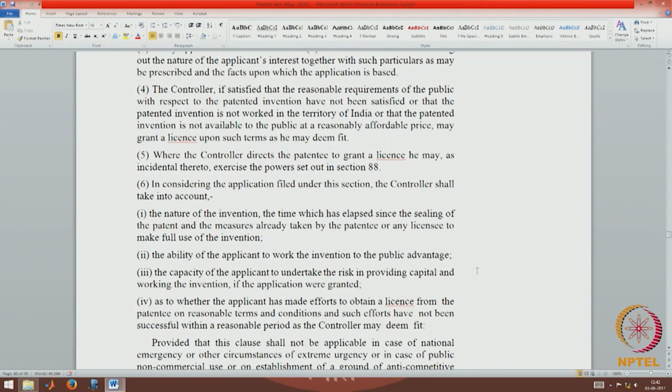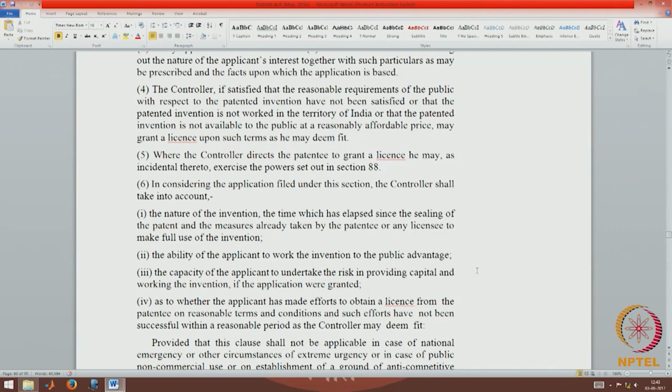5. Where the controller directs the patentee to grant a license, he may, as incidental thereto, exercise the powers set out in section 88. The controller has certain powers in granting compulsory licenses and they are mentioned in section 88. We will soon look at it.